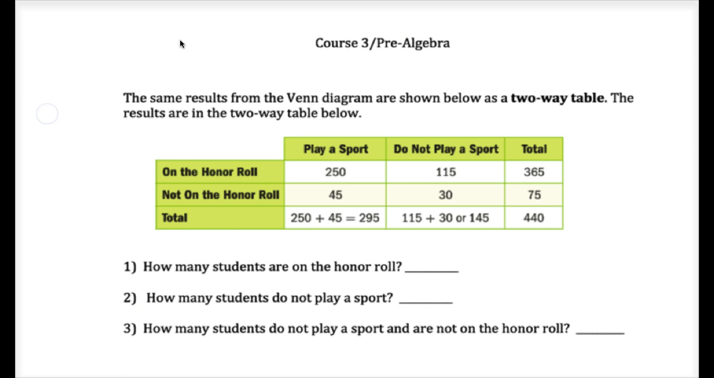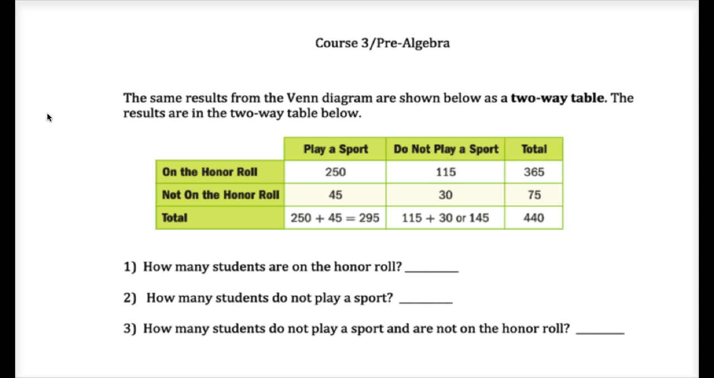Next one. Now, here's the same data in a two-way table. It's my first experience with a two-way table, guys. Love them. They made sense to me. The same results from the Venn diagram are shown below as a two-way table. What was that overlap between playing sports and on the honor roll? How many people were in the middle part? 250. Play a sport and on the honor roll. Let's match those up. It's 250.